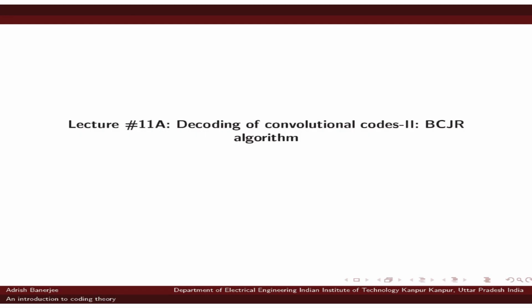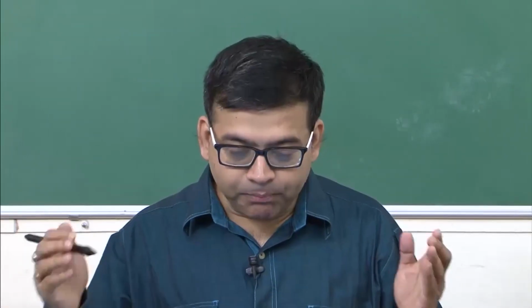We are going to continue our discussion on decoding of convolutional codes. In the last class, we talked about Viterbi decoding, and if you recall, Viterbi decoding is an efficient algorithm to compute a path through the trellis of a convolutional code. It essentially finds an estimate of the code word, because any path through the trellis of a convolutional code is basically a code word.